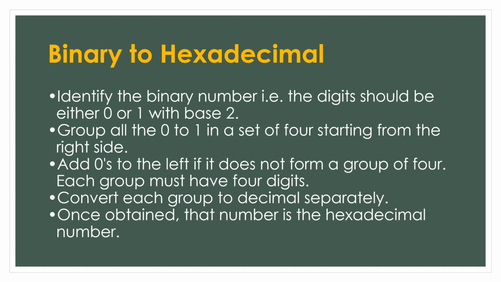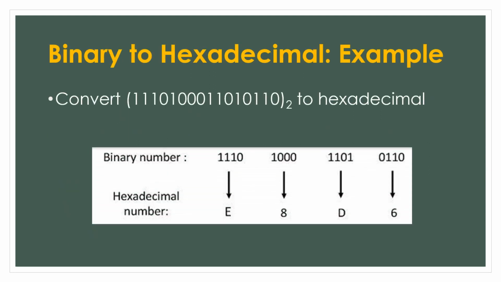To convert from binary to hexadecimal, follow the following steps. Identify the binary number, that is, the digits should be either 0 or 1 with base 2. Group all the 0s and 1s in a set of 4 starting from the right side. Add zeros to the left if it does not form a group of 4. Each group must have 4 digits. Convert each group to decimal separately. Once obtained, that number is the hexadecimal number. Binary to hexadecimal conversion. An example.